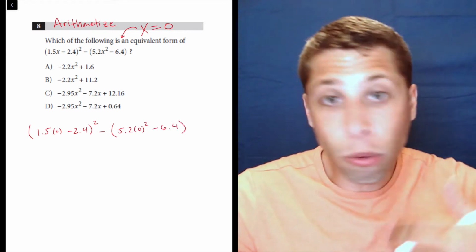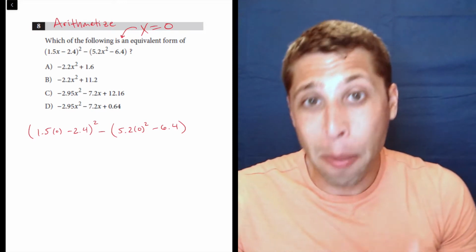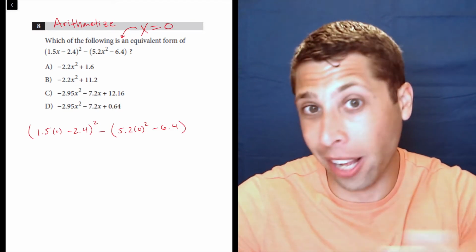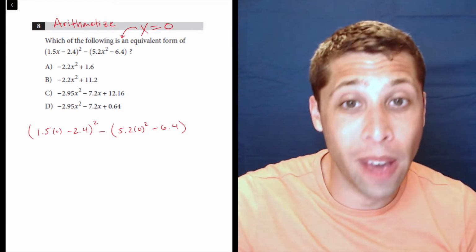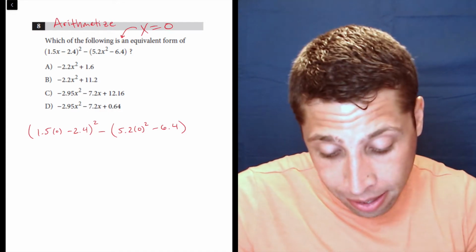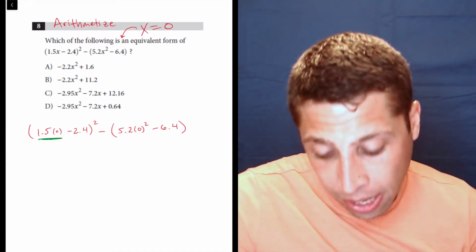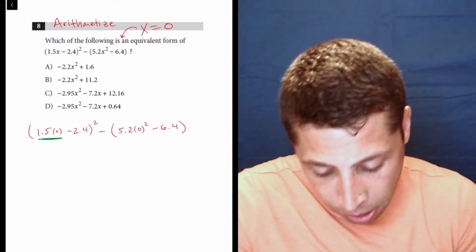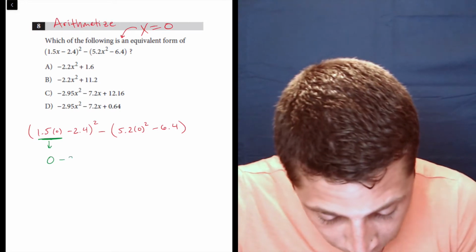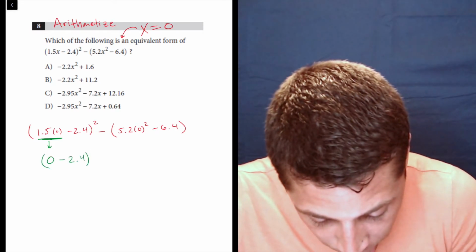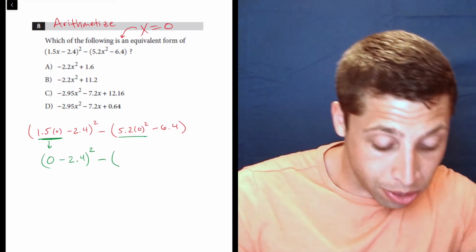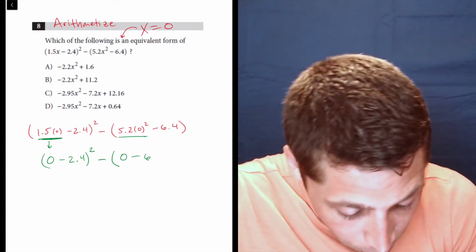So don't try to solve while you're copying, right? The copying could cause an error. So you just want to be really careful checking your work as you go, making sure you're not skipping any steps, doing anything too fast, right? Take it slow. But now, even without the calculator, I can see some good things are going to happen, right? 1.5 times 0 is just 0. So that's going to already kind of reduce a little bit here. So 0 minus 2.4 squared minus, here again, 0 squared is 0 times 5.2 is 0.